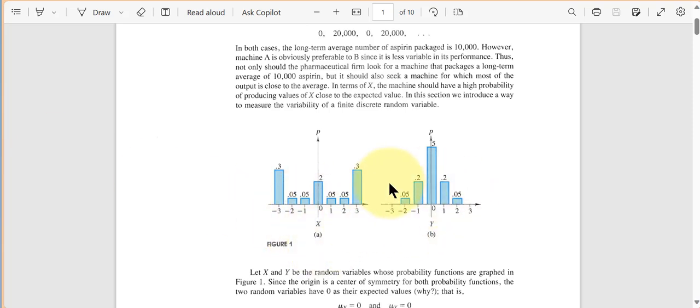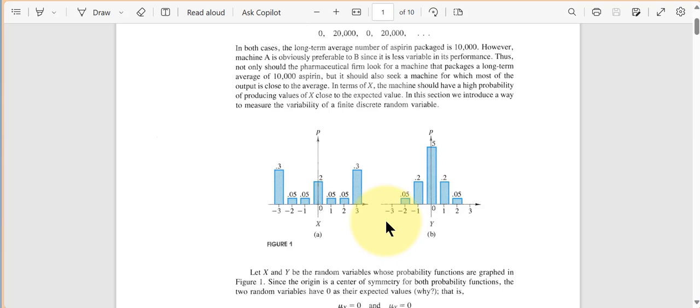Now, if you just look at this and ask, where's the mean? This is symmetric around 0, and this is symmetric around 0. So you can guess that the mean for both of them is the same. The mean for both of them is 0.